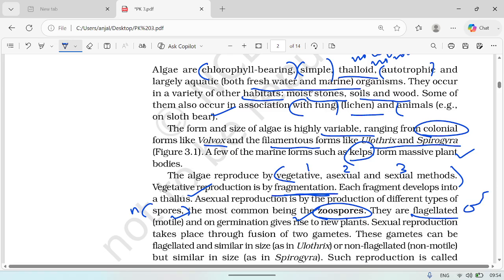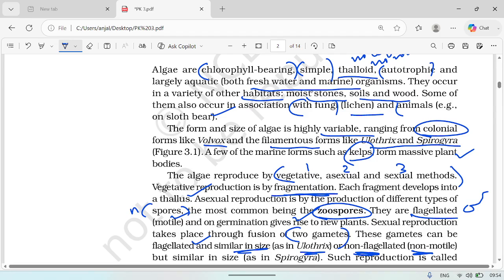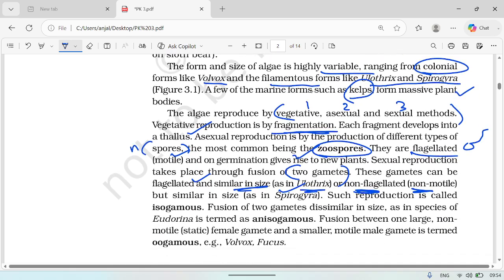And sexual reproduction takes place through the fusion of two gametes, and these gametes can be flagellated and similar in size like Ulothrix, or non-flagellated, that is flagella is absent, non-motile, there is no movement, but similar in size, as in Spirogyra. If it is similar in size and flagellated, it is Ulothrix. If it is not flagellated, no movement, but similar in size, then Spirogyra. Such reproduction is called isogamous, similar in size.